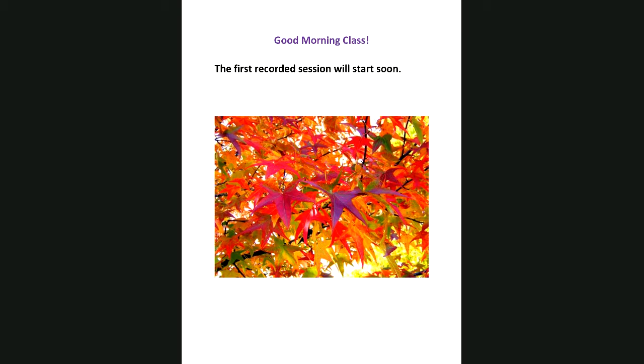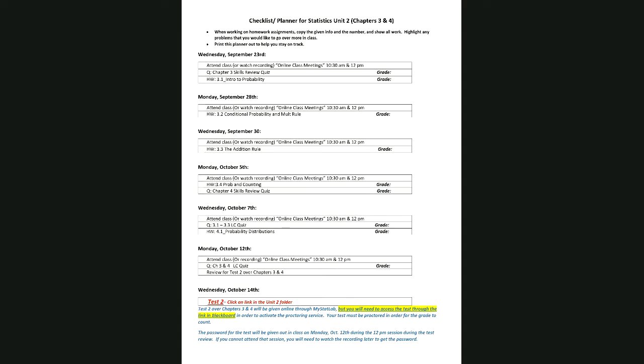So let's look at the checklist for test 2, which will be over chapters 3 and 4. So this is your checklist planner. If you did not print one of these out for the first test, I encourage you to do so for the second test. And so I have some tips on these checklist planners, and also you can see that there's a place for you to put the grade for every quiz and homework that count towards your grade.